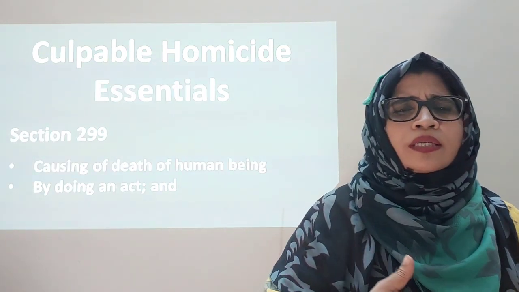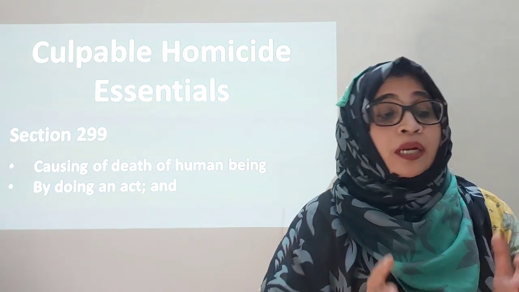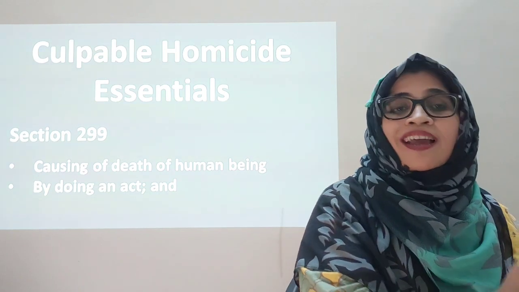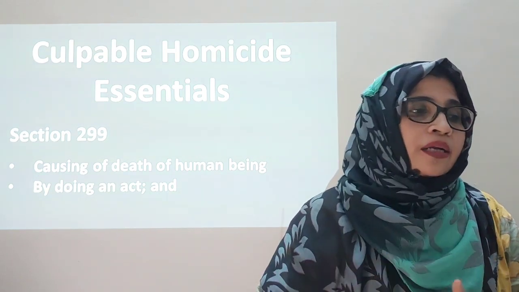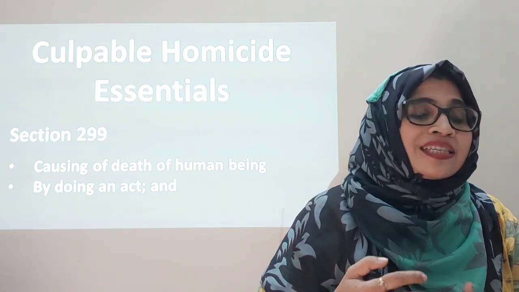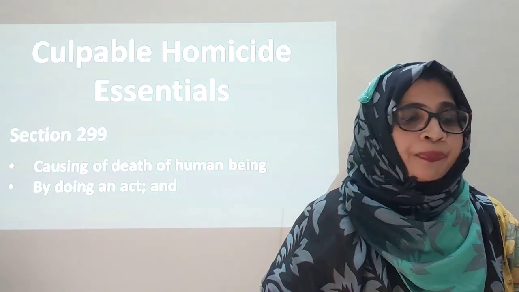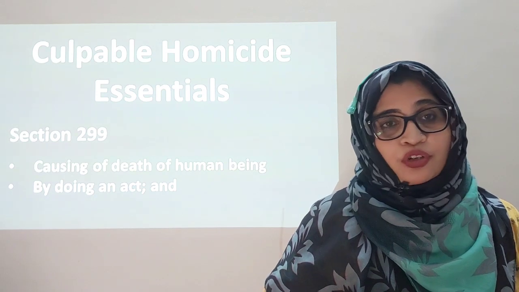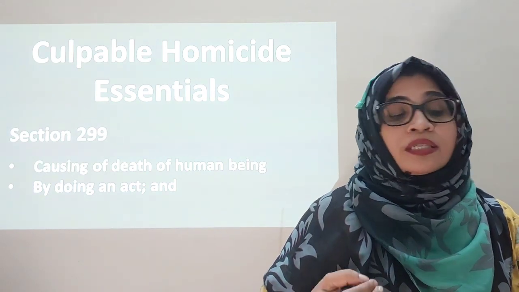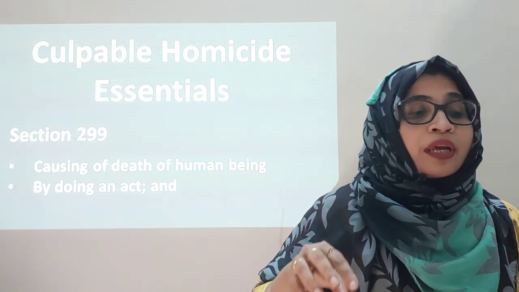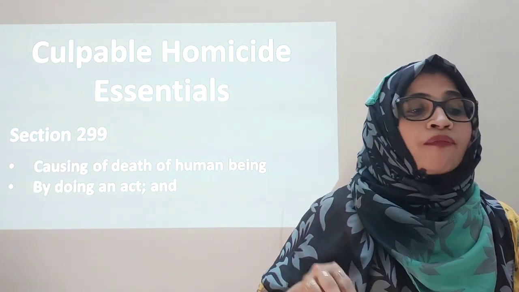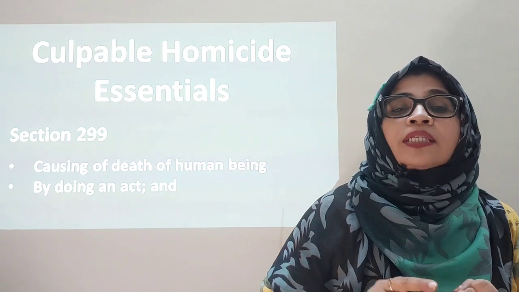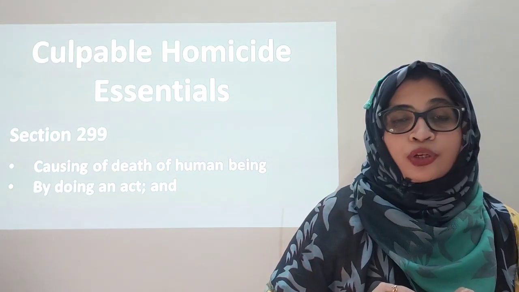Just now I said about culpable homicide and not culpable homicide. Culpable homicide also has a section, that is Section 299. Section 299 describes culpable homicide. When we discuss the various essential elements of Section 299, the first essential stated is causing the death of a human being. Causing death is the first essential element of Section 299.